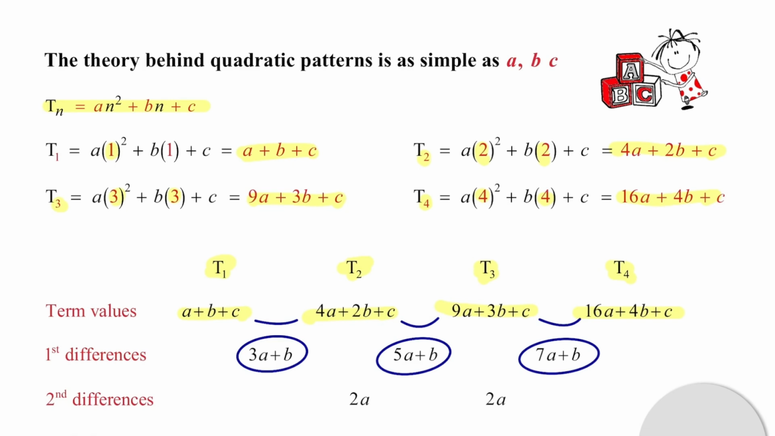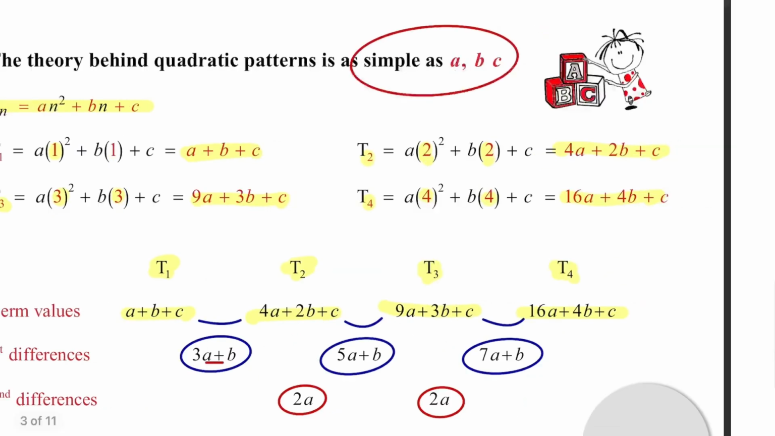The differences between these first differences is a constant value, always represented by 2a. So we are going to be looking for values first to do with a, then to do with a plus b, and then to do with a plus b plus c. Hence, this is as simple as ABC.